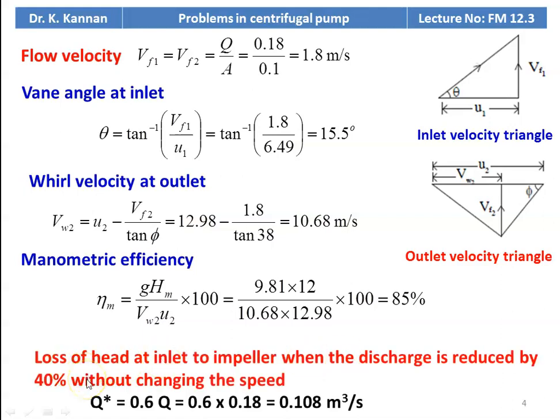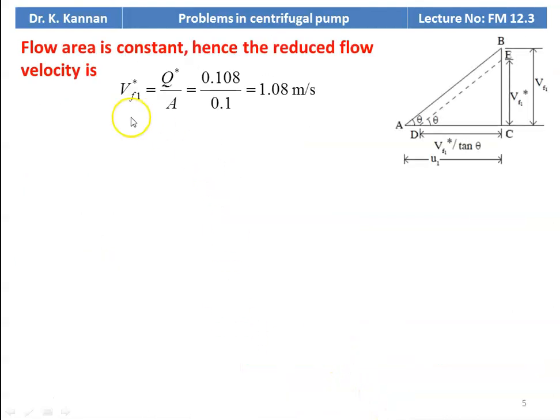And now the second part of the problem, the loss of head at inlet to the impeller when the discharge is reduced by 40% without changing the speed. So now the revised discharge Q star equal to 60% of the discharge. So 0.6 into 0.18 equal to 0.108 meter cube per second. And because of that, there will be a change in the flow velocity. Vf star equal to Q star by A, 0.108 by 0.1 equal to 1.08 meters per second.